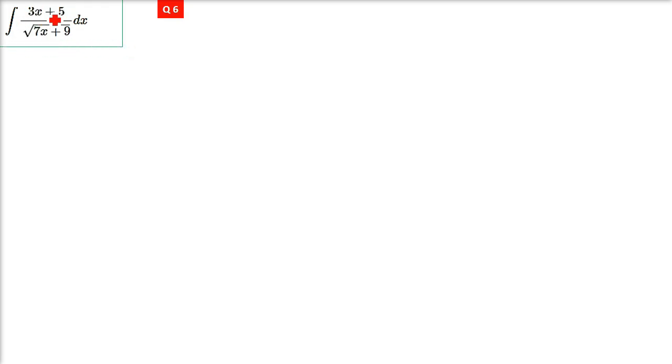We just have to see if this 3x can be made as 7x. It's not possible right now. Not easily possible. It's possible, but not easily. So the best way is to take 7x plus 9 is equal to some t. When you differentiate both the sides, dt by dx will be 7x plus 9 differentiated, which will only give you 7. So whenever we have dx, we'll replace it by dt by 7.